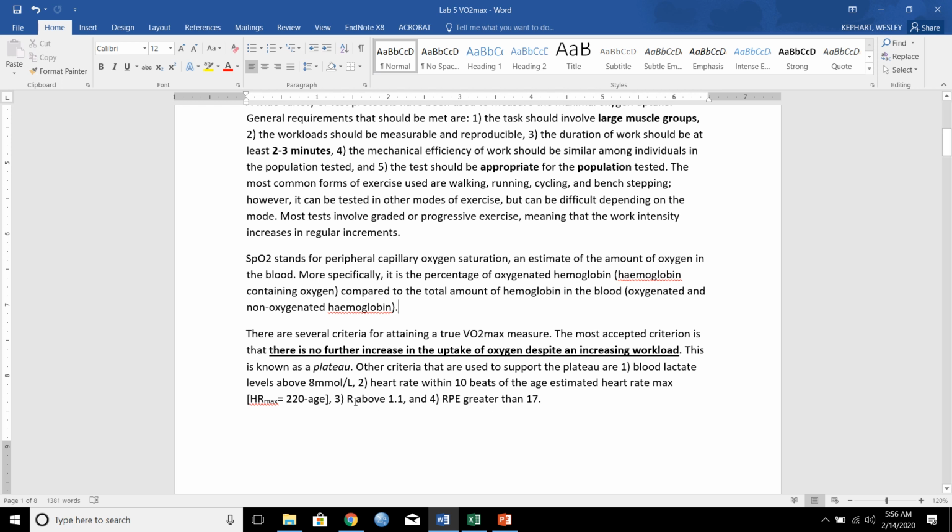Another thing from the previous week's lab, ventilatory threshold, the R or RER value needs to be above 1.1. If we don't get to there, then it's likely not a true max test.